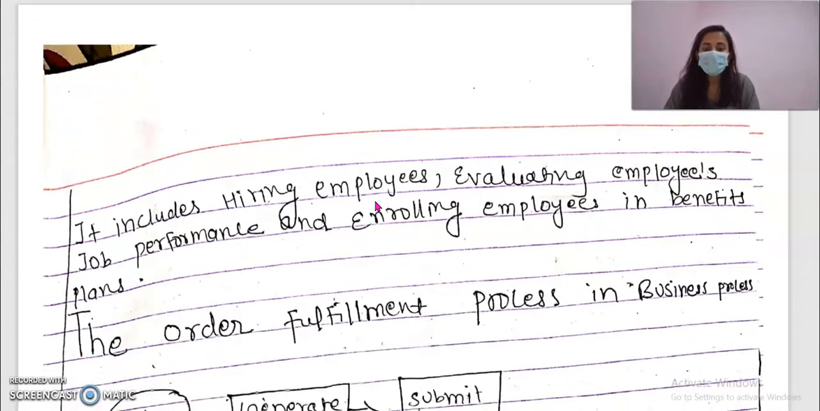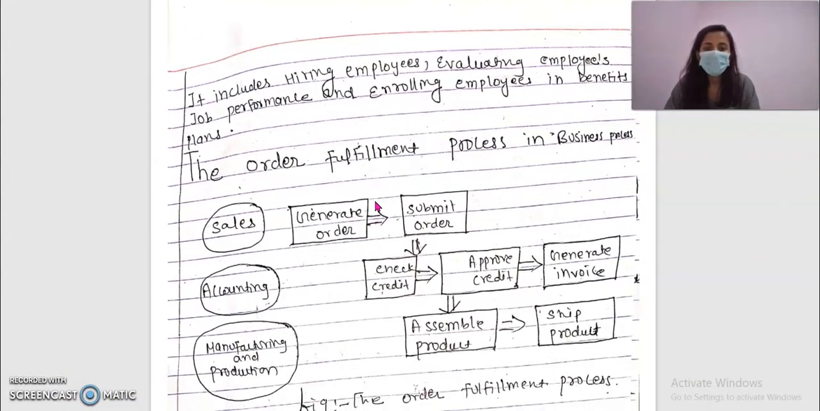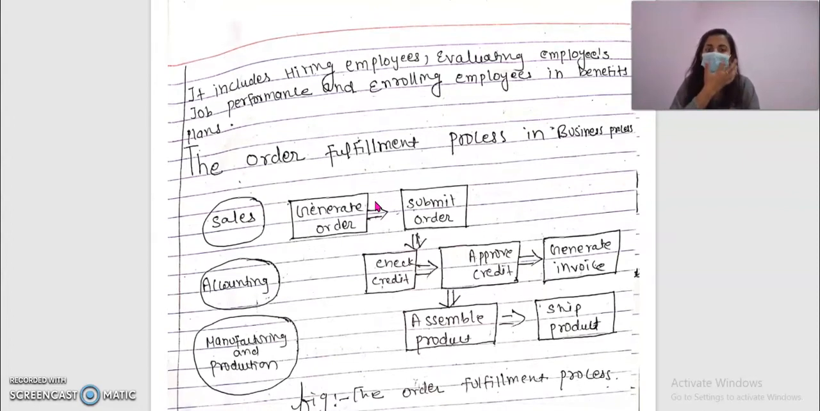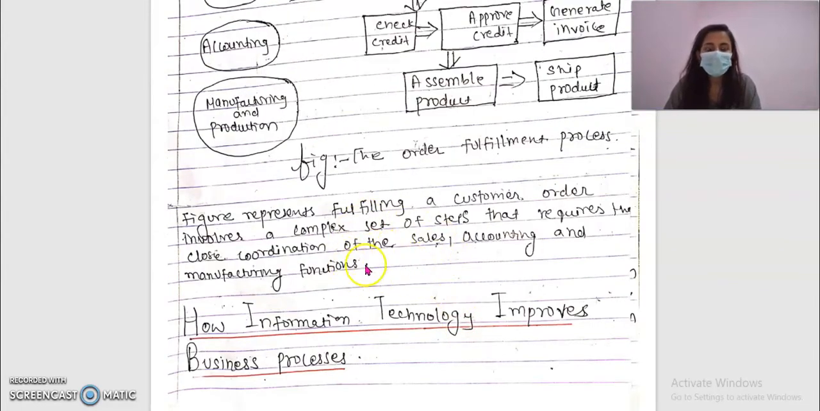And the next topic is the order fulfillment process in business process. The order fulfillment process steps are: first is generate order, second is submit order, third is check credit, fourth is approve credit, fifth is generate invoice, sixth is assemble product, and the last one is ship product. So this is the order fulfillment process. So this is a short explanation.